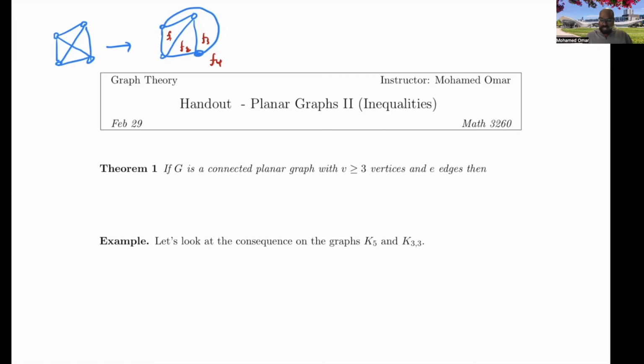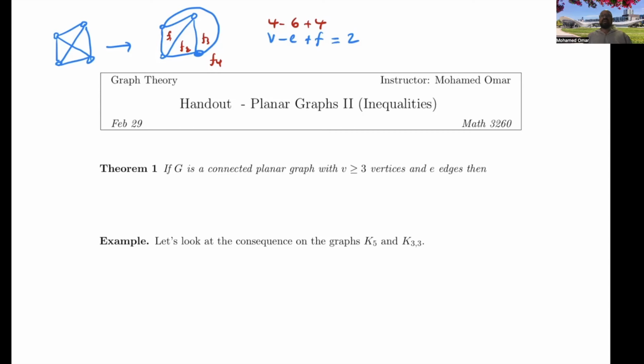And then there's this nice relationship: in a connected planar graph, the number of vertices minus the number of edges plus the number of faces in a particular planar drawing is always equal to 2. And we can verify this for this graph. Here we have four vertices. This graph is complete on four vertices, has six edges, and we have four faces. And indeed, 4 minus 6 plus 4 is 2.